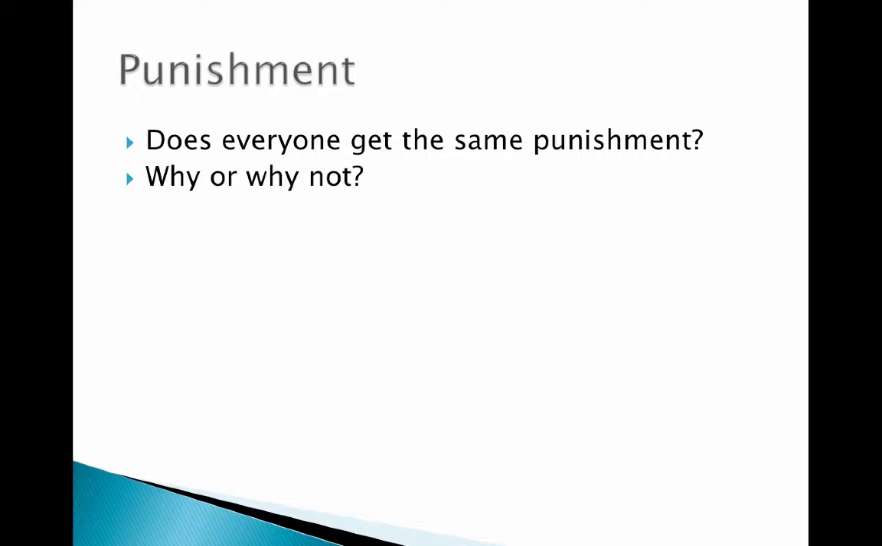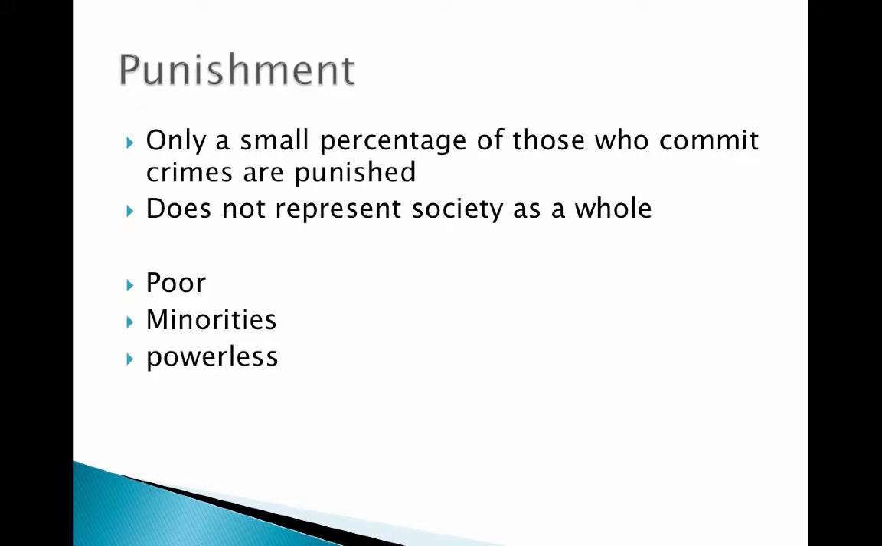And we know there are many reasons for this pertaining to a person's criminal history, the involvement in the offense that they particularly were involved in, and how serious that offense was is going to dictate the level of punishment. But also we know that criminal justice outcomes vary depending on a variety of different factors. Overall, a small percentage of those who commit crimes are punished. And this does not always represent society as a whole. When we look at impoverished or poor individuals or minorities or powerless, in that they don't have a lot of financial resources, outcomes for these groups may vary significantly when compared with their counterparts.